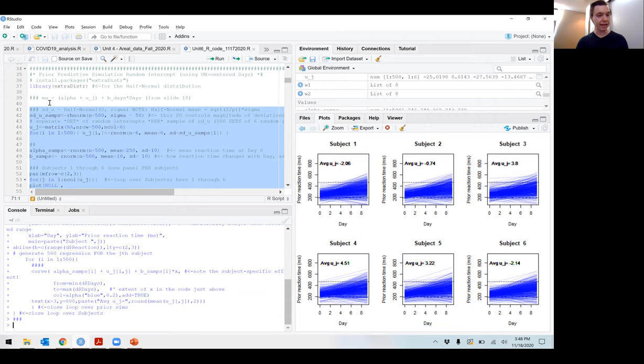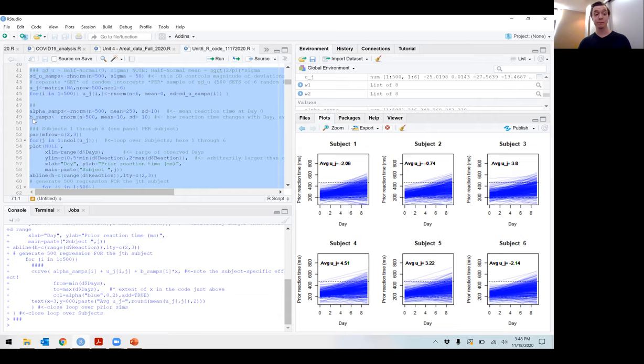I simulated a whole new set of random intercepts conditional on those SDs. And then I still generated these population slope and population intercept. So look, this is a subject that is very close to the population mean. This is a subject that is 4.5 milliseconds slower than the population mean. This is a subject that is 2 milliseconds faster than the population mean.